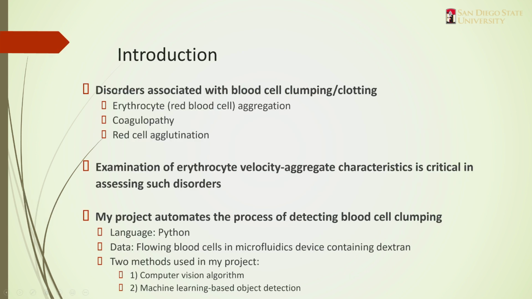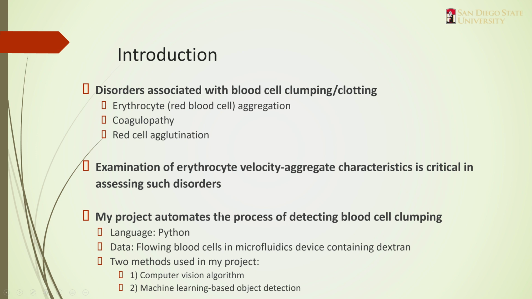Introduction. There are many disorders associated with the clumping or clotting of blood cells. These include erythrocyte aggregation, coagulopathy, and red cell agglutination. Examination of erythrocyte velocity and aggregate characteristics, in other words, observing the speed and clumping of these red blood cells, is critical in assessing such disorders. Note that my project focuses more on the clumping aspect.